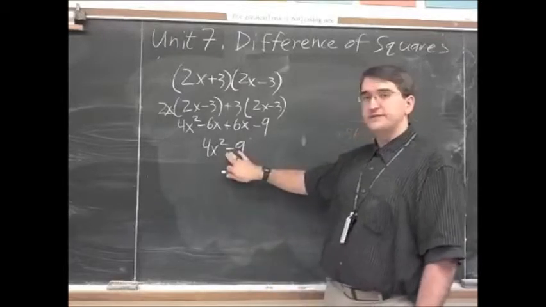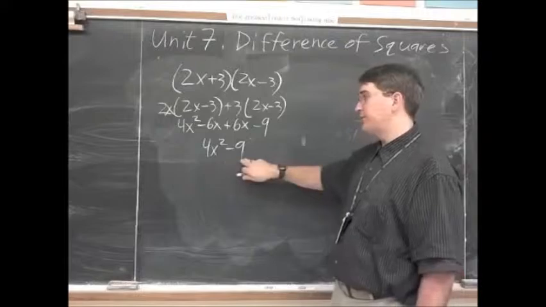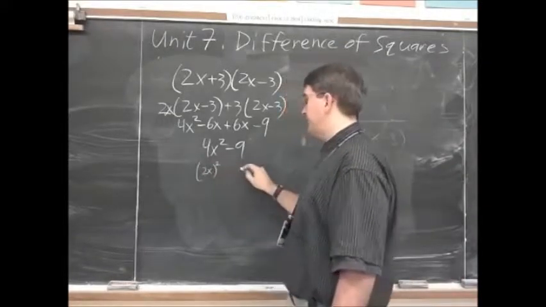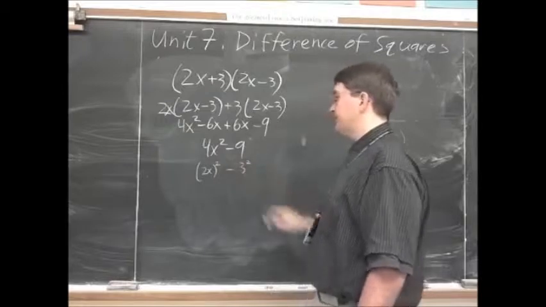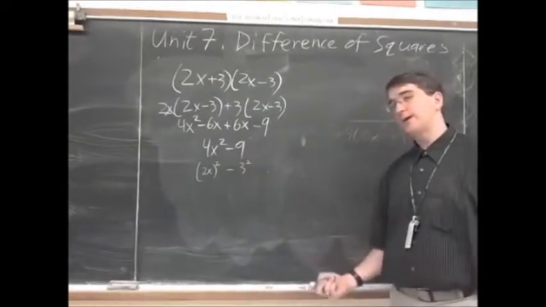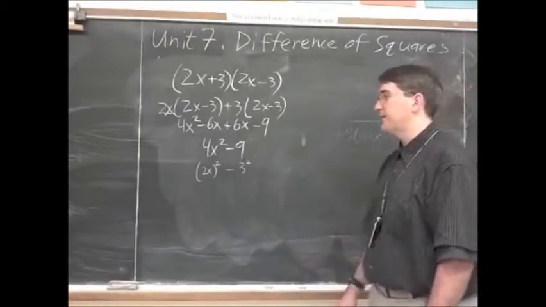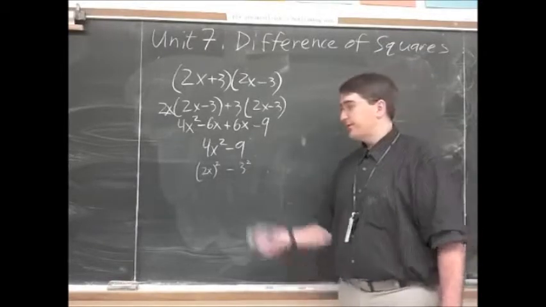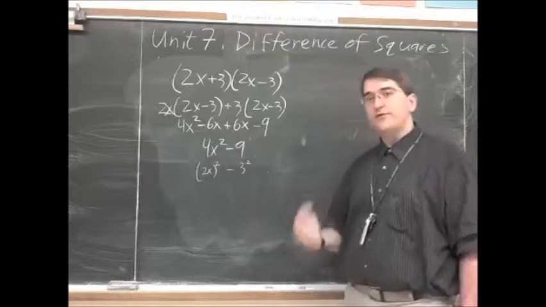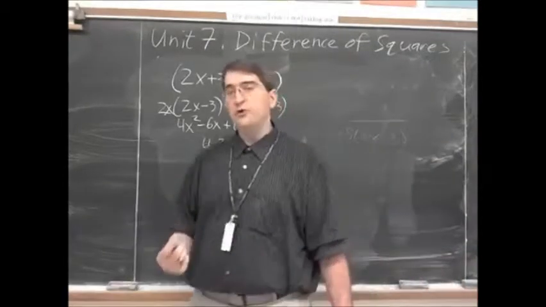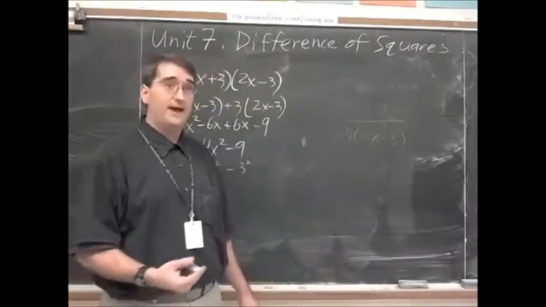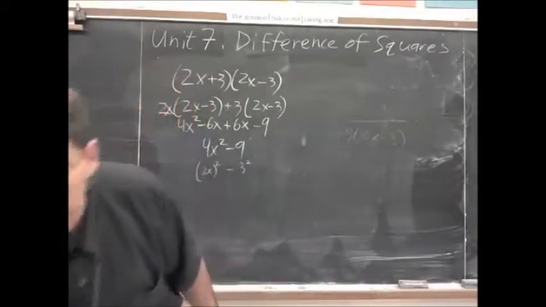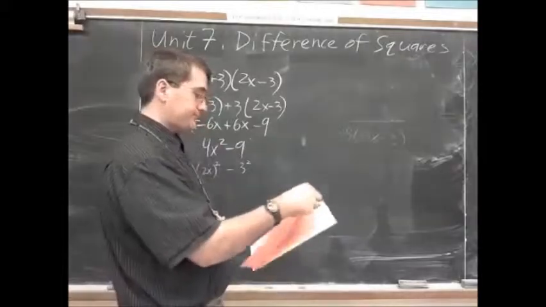It is a difference of things that are perfect squares. This is the same as 2x squared. This is 3 squared. So I could rewrite this as the square of 2x minus the square of 3. It is a difference of squares. Differences of squares like this are one of these special binomial multiplication patterns that you need to be able to recognize. There's a question on your homework about that.